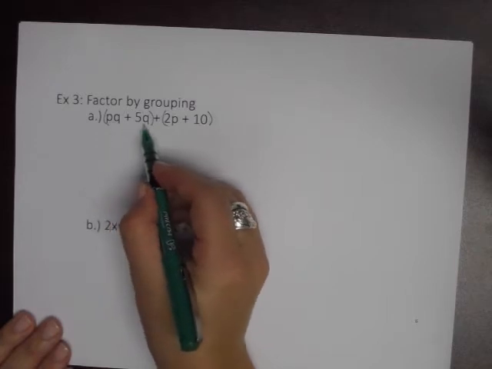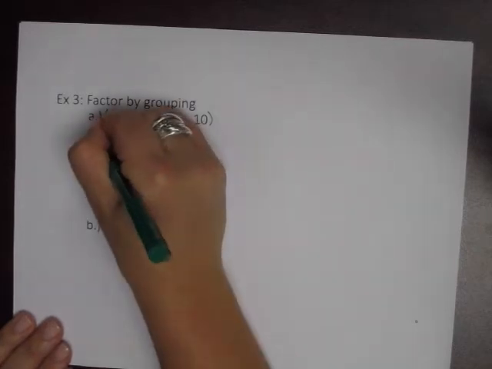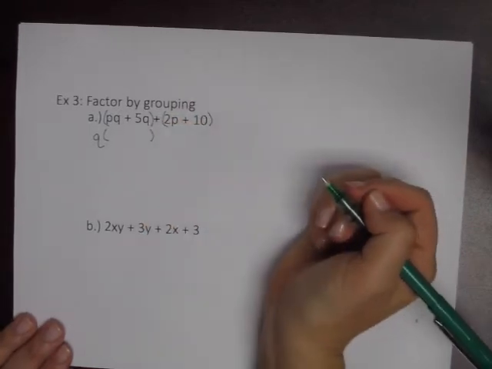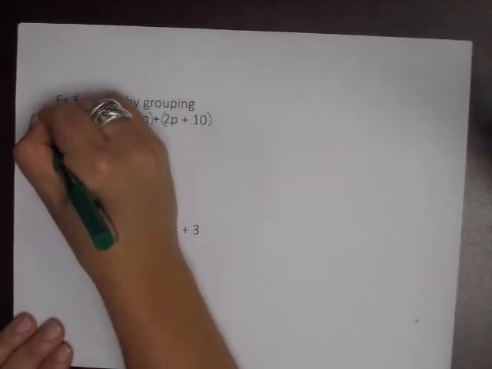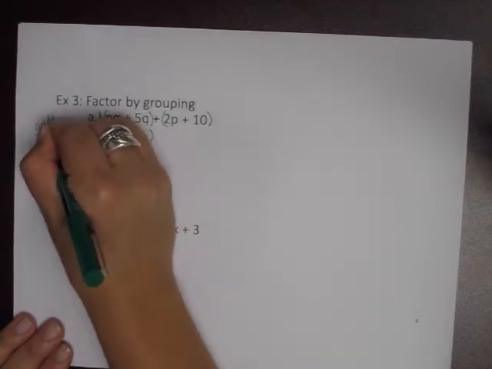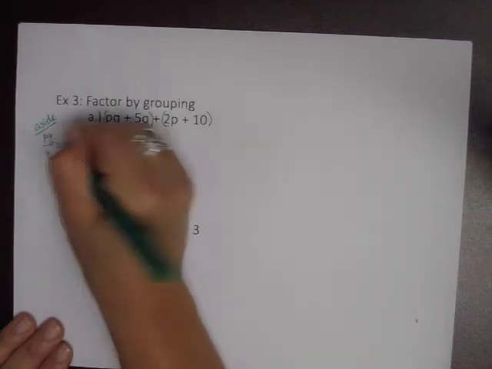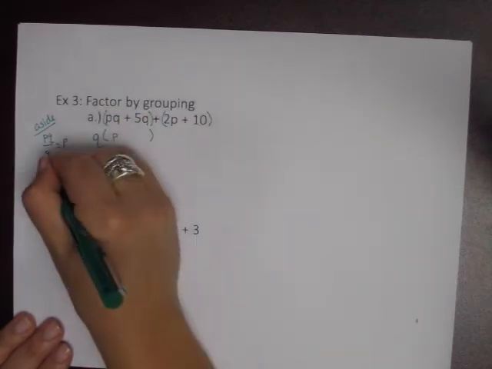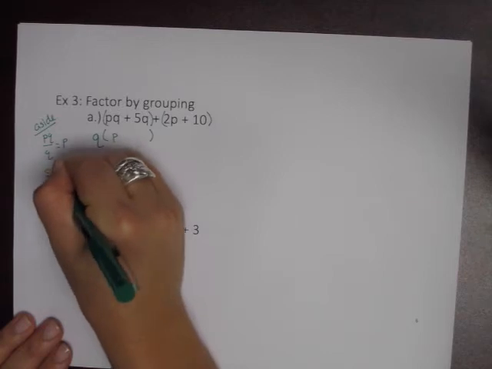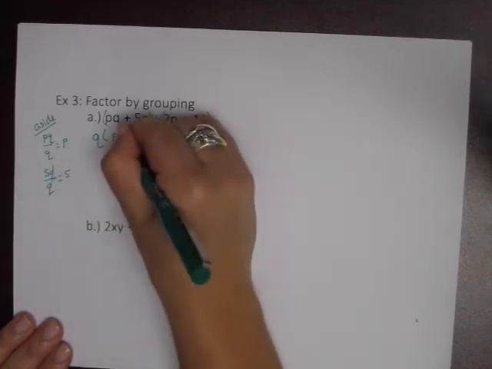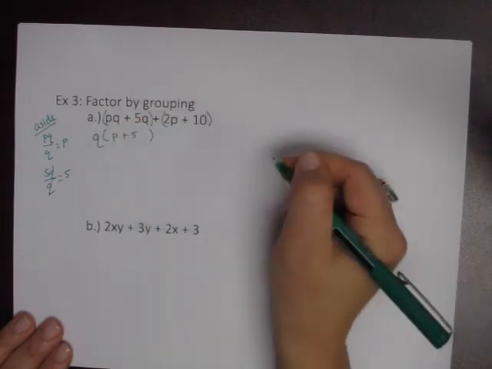I have PQ plus 5Q. The only thing I have in common is the Q. So now I've got to figure out what's going to be in that binomial. So I have my side work. I do want you to show this. So you take your first term of PQ and you divide it by Q. So you're going to just be left with a P. Then I'm going to take 5Q and divide it by Q. Q over Q will cancel, just leaving me with 5. So I got P plus 5.